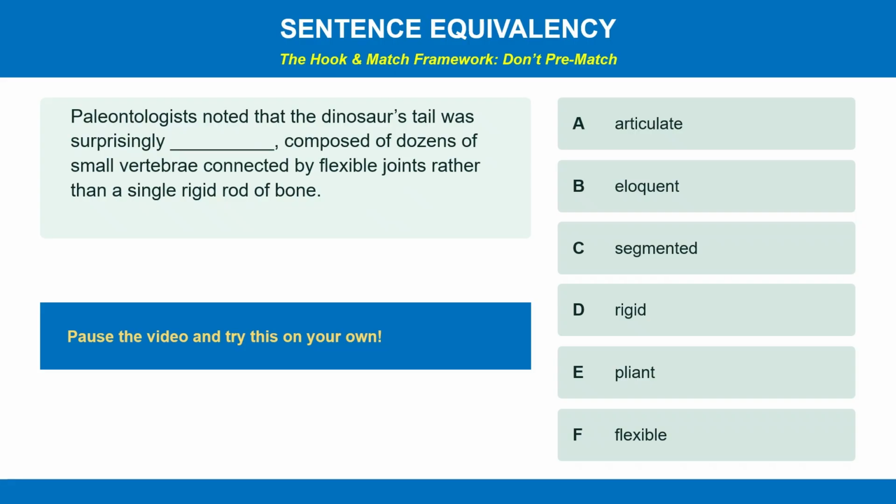This is a great example of why pre-matching words is really dangerous. People think they get this right and they end up being surprised when they get it wrong. So go ahead, try this one on your own. Pause the video after you're done, unpause the video, and I'll take you through a way to do this so that you always get these questions right.